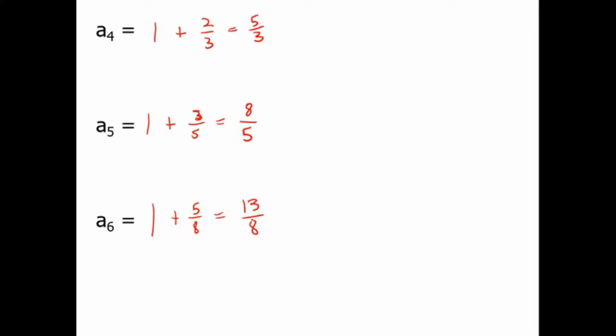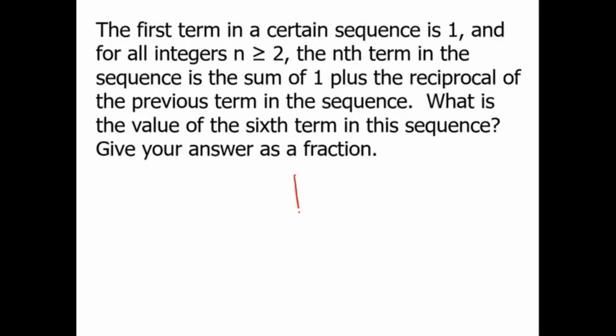And incidentally, these numbers that we're getting, 1, 2, 3, 5, 8, 13, are known as the Fibonacci numbers. You don't need to know that, but this is an important pattern in math. Anyway, we have found the value of the sixth term, and that value is 13/8.